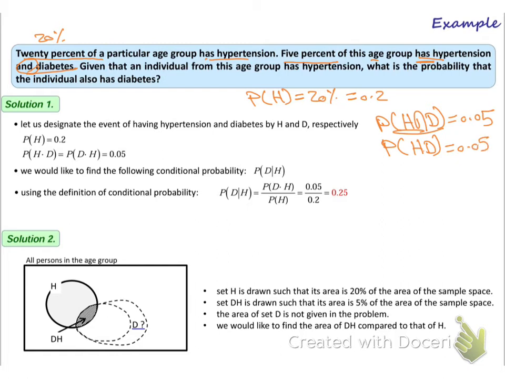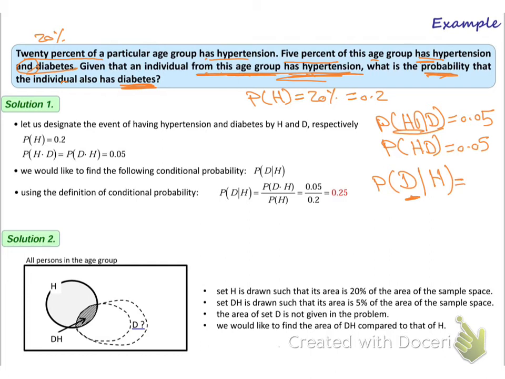Okay, so here, given that an individual from this group has hypertension, so this is the given. So the probability of something given that he has hypertension. But what is the probability of what? This is what I'm looking for: the probability that the individual has diabetes, given that he has hypertension.